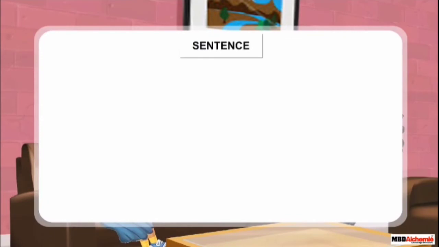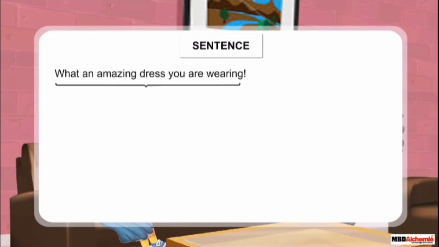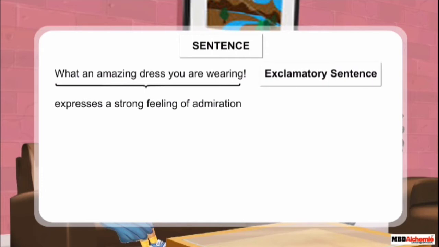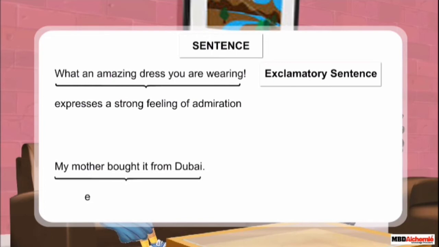Okay. Have a look at this sentence. What an amazing dress you are wearing. You must have realized that this sentence expresses a strong feeling of admiration. This is an exclamatory sentence. My mother bought it from Dubai. This sentence expresses a fact. This is a declarative sentence.